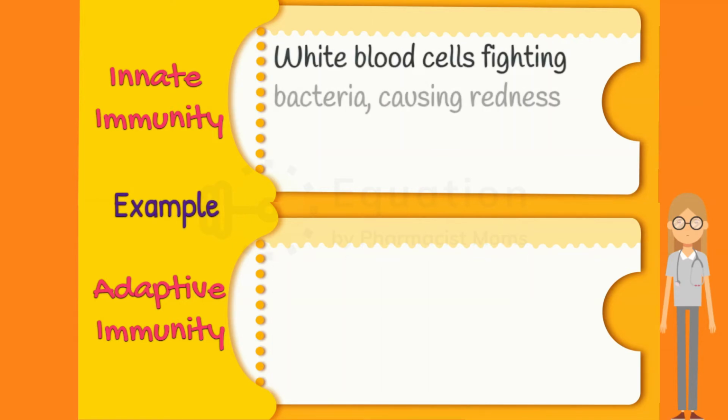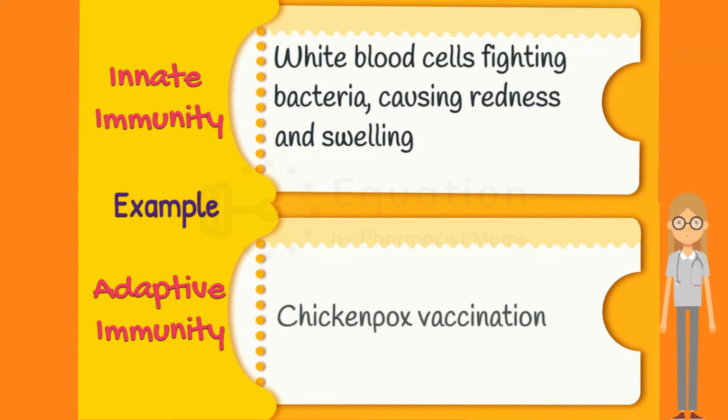19. Examples of innate immunity include white blood cells fighting bacteria, causing redness and swelling when a person has a cut. While an example of adaptive immunity is the chickenpox vaccination so that we don't get chickenpox, because the adaptive immune system has remembered the foreign body.